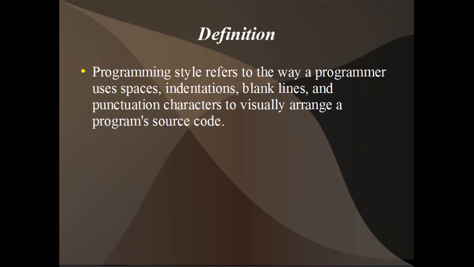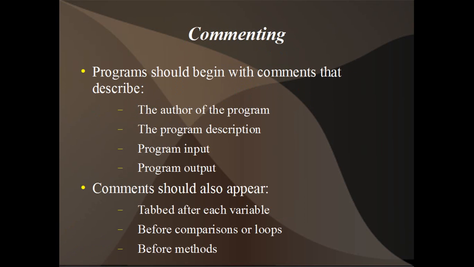Programming style refers to the way a programmer uses spaces, indentations, blank lines, and punctuation characters to visually arrange a program's source code. Programs should begin with comments that describe the author of the program, description, program input, and program output. Comments should also appear tabbed after each variable, before comparisons or loops, and before methods.